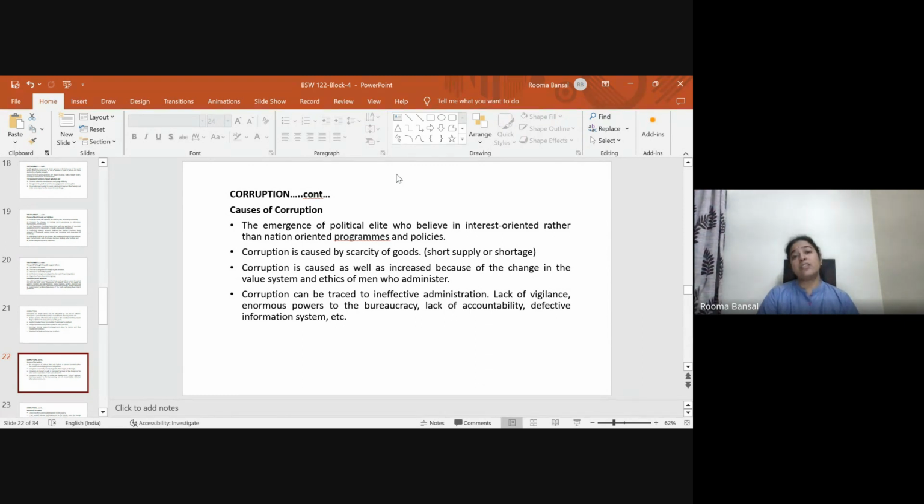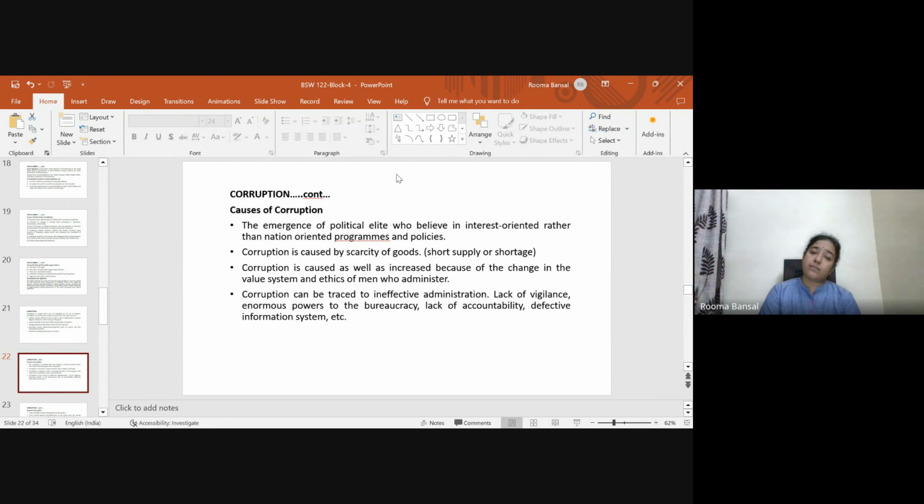Next, corruption is caused as well as increased because of the change in the value system and ethics of men who administer. It means if people who are placed in very senior or higher positions in government or in society do not have a proper value system or ethics, then definitely corruption would increase.